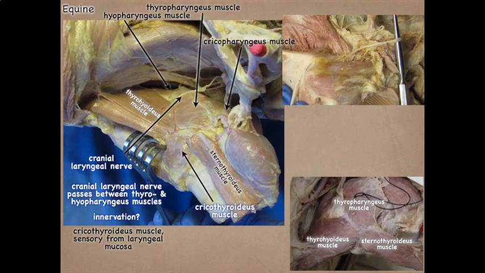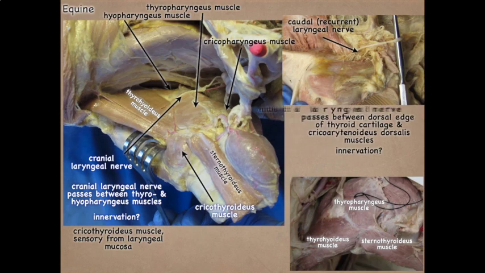Okay, also we can see in this image is the caudal laryngeal nerve. I identified this as it passes between the dorsal edge of the thyroid cartilage and the cricoarytenoideus dorsalis muscle. And what is this innervating? That's right, this is innervating all of the other intrinsic laryngeal muscles.